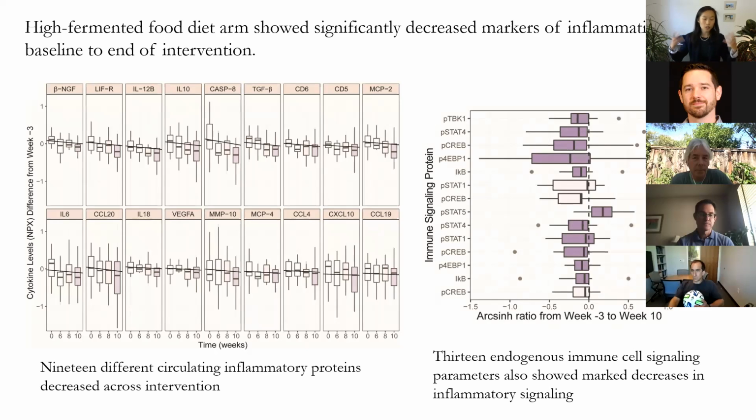These are global immune status changes that suggest people are actually getting healthier and reducing their baseline inflammation after just a very simple lifestyle dietary change of eating more fermented foods. This is pretty wild.